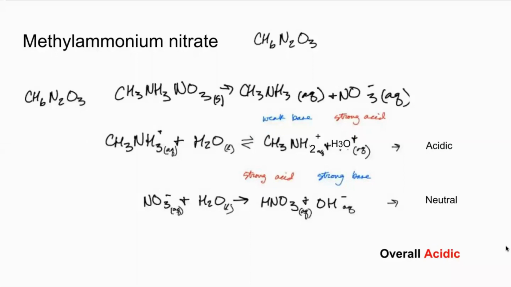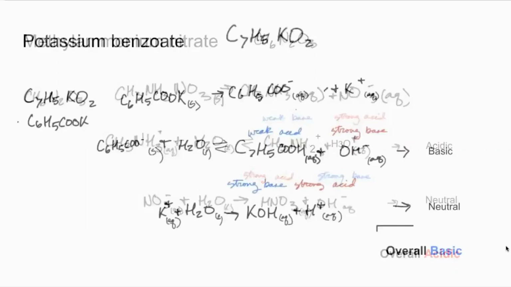So, in conclusion, methyl ammonium nitrate with water forms a weak base methylamine and a strong acid hydronium. So this reaction overall is acidic, and nitrate forms the strong acid nitric acid and the strong base hydroxide, which neutralize each other out. So the overall pH for methyl ammonium nitrate when reacted with water is acidic.